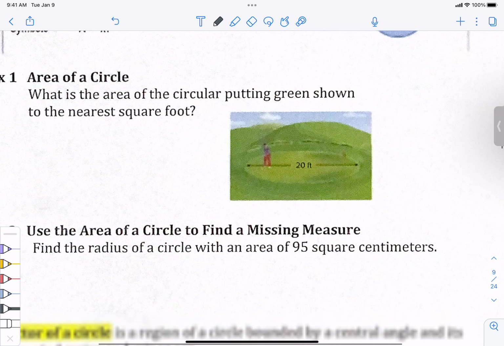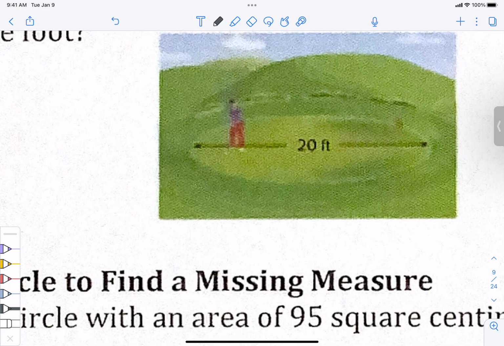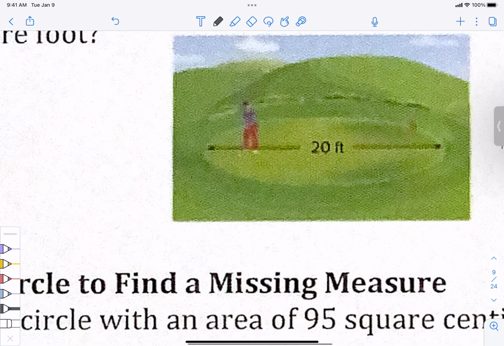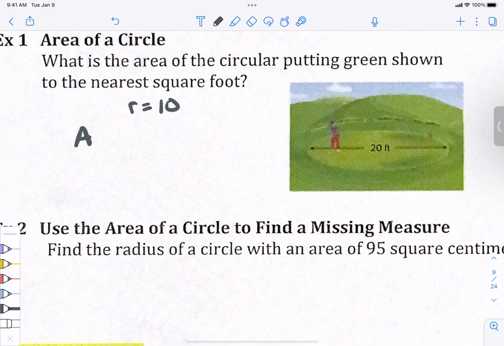What is the area of the circular putting green? So they're giving us the number 20. But what about the 20? That's the diameter. We don't want the diameter. We want the radius. What's the radius going to be? 10. So to find the area, we do pi times 10 squared.